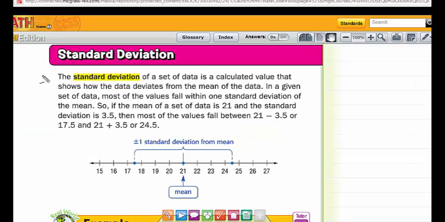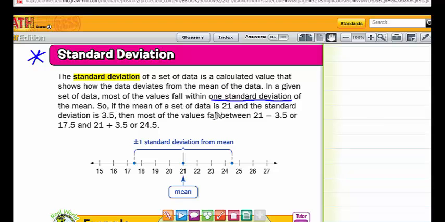Now in mathematics we also have another thing we call standard deviation. You're not going to need to know how to calculate that, but you will need to know how to use it. The standard deviation of a set of data is a calculated value that shows how the data deviates from the mean. In a given set of data, most of the values fall within one standard deviation of the mean.